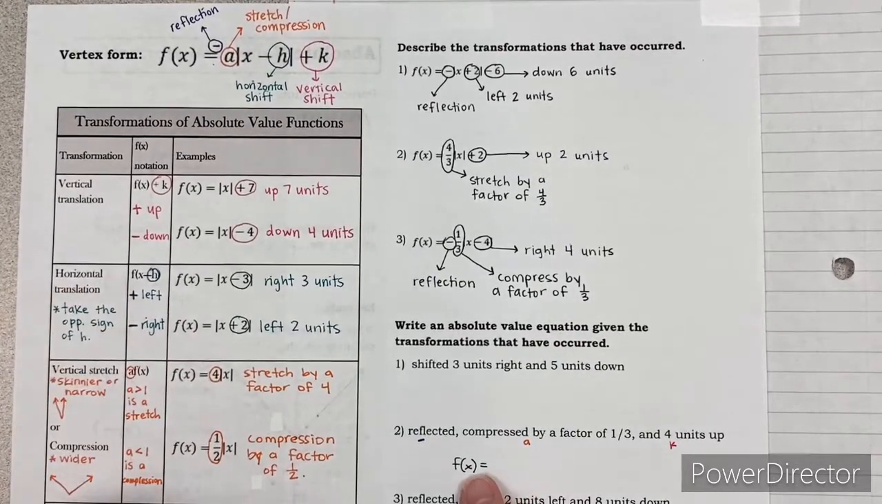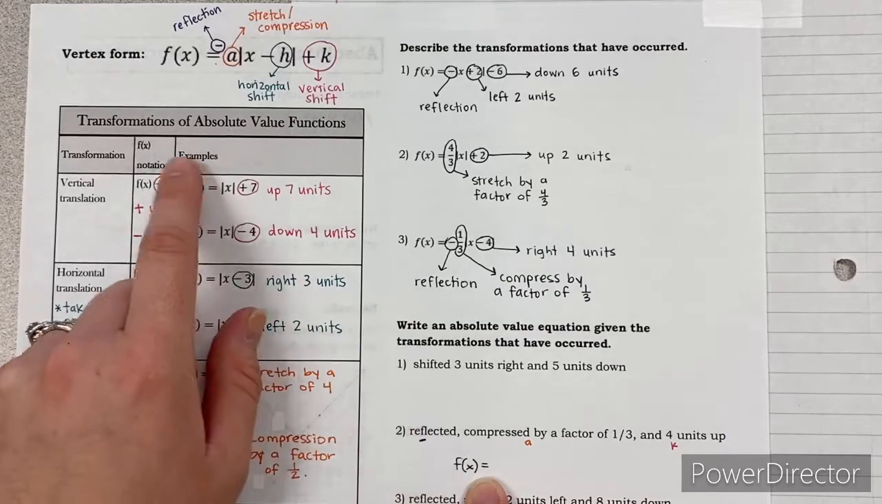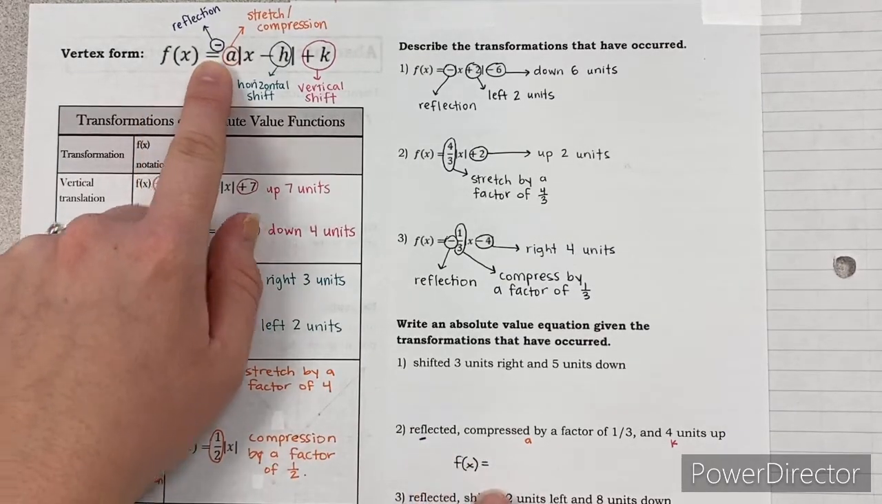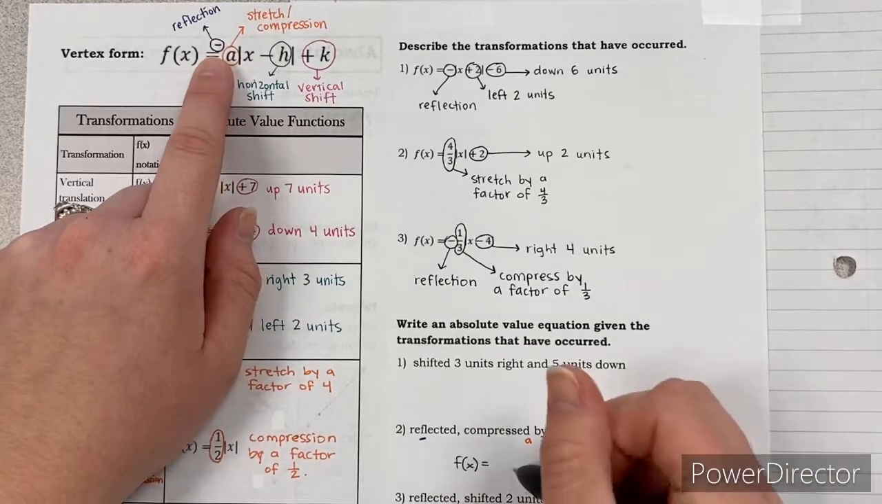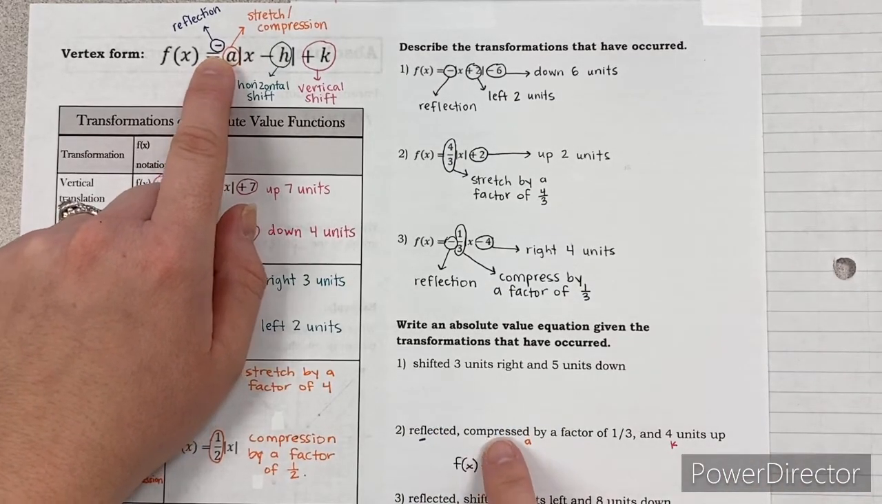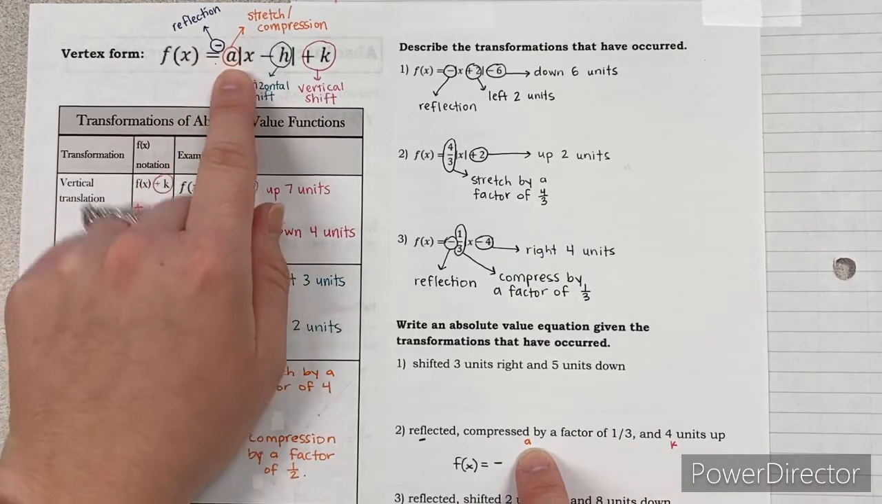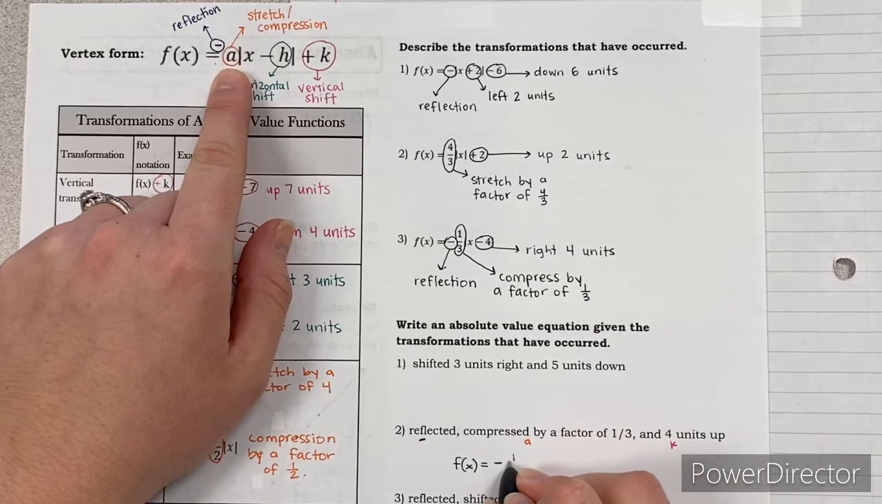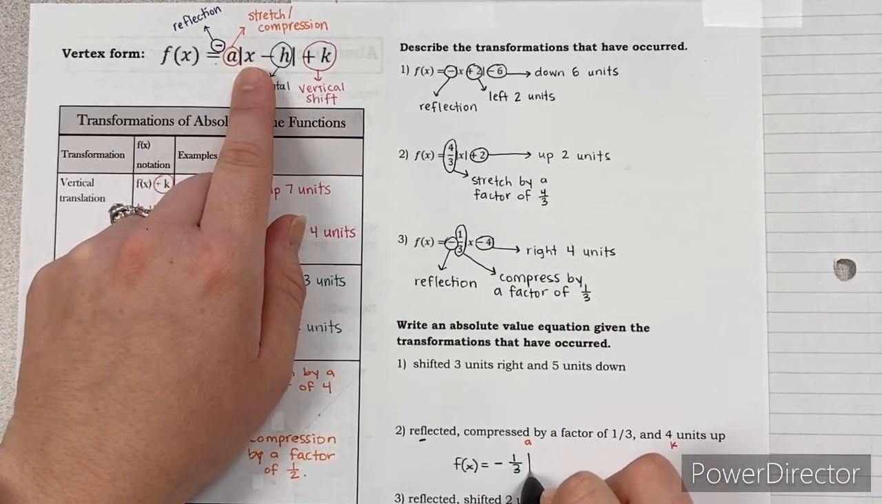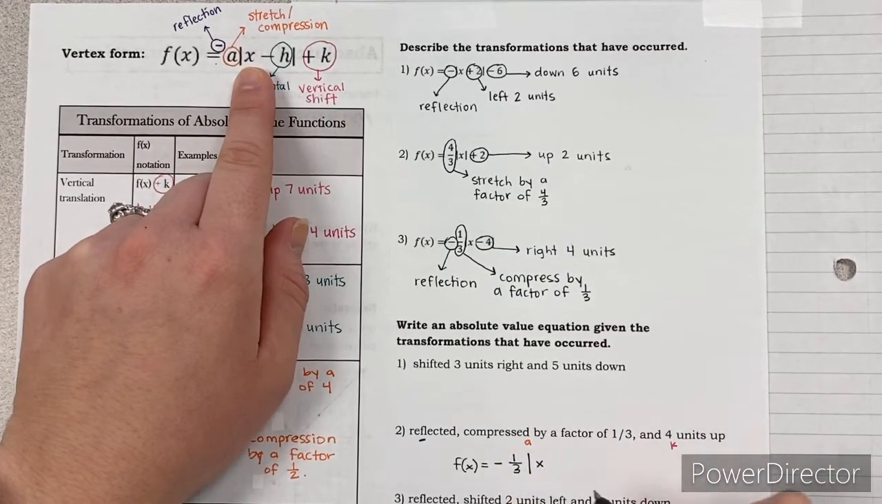Perfect. Okay, so I have f of x, which is up here. That's how they start. I have something that has been reflected. So the reflection, that negative is going to be at the very, very front. The next thing I have is compressed by a factor of 1/3. That's my a value, so that's the next thing I see. So I'm going to have 1/3. Then I've got absolute value bars, so I'm going to put absolute value of x.